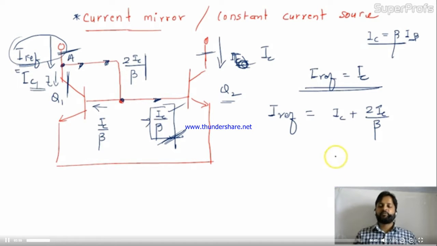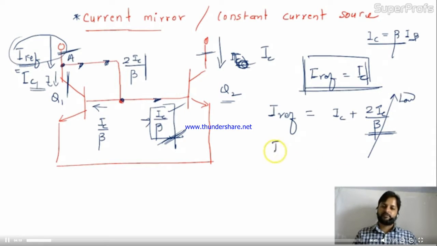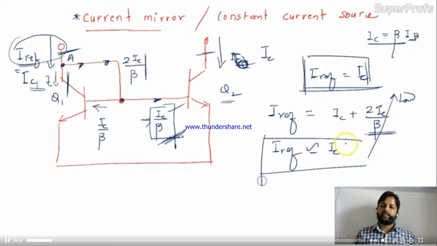Now why are we saying that I reference is equal to IC? See friends, this beta is very large. So beta is large, so this quantity is very low. If this quantity is very low, I can say I reference is nearly equal to IC. So here the assumption is that IC is equal to I reference. That's why we are saying it's a current mirror circuit.